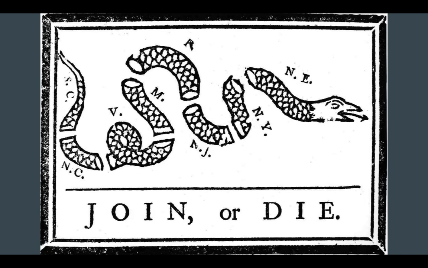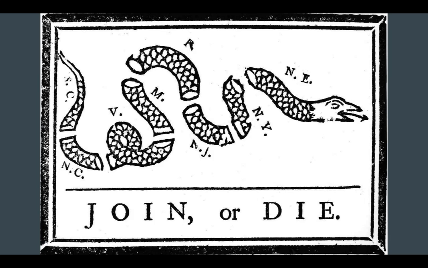So you've probably seen this image before. This is a political cartoon. This was something that Benjamin Franklin came up with and put in a newspaper. At the bottom it says "Join or Die," and it looks like a rattlesnake, and we can tell that it's separated into different parts.